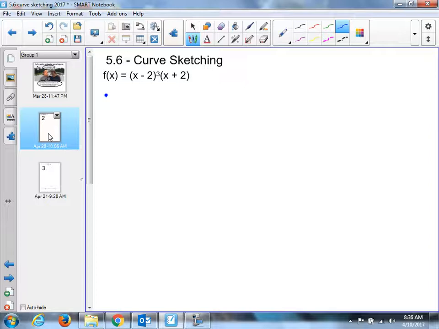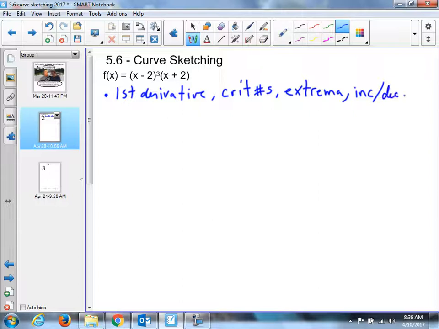So first derivative, and what does the first derivative tell you? It tells you possible maxes and mins, right? Critical numbers, extrema, which are possible, and then increasing, decreasing intervals. But I'm just putting this down. We're going to do this whole bit on here. We're going to use sign analysis to tell us. So let's go with our first derivative.